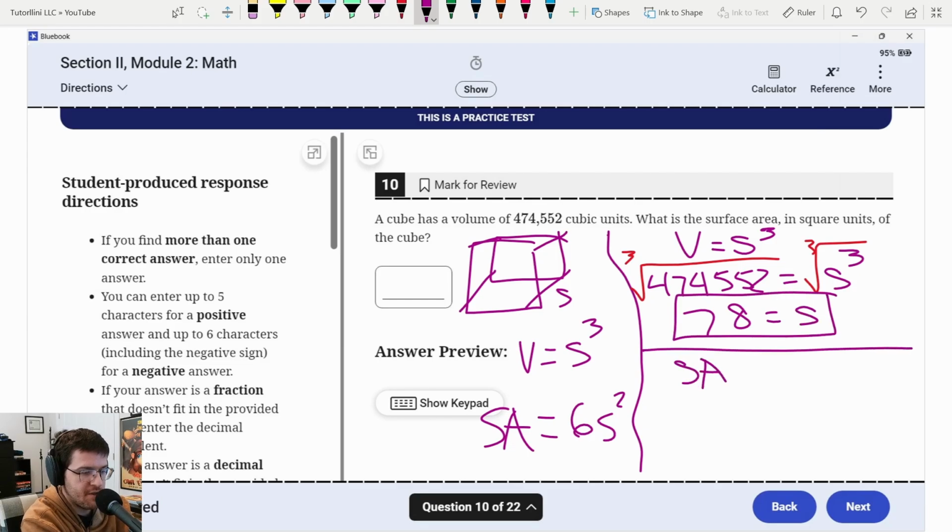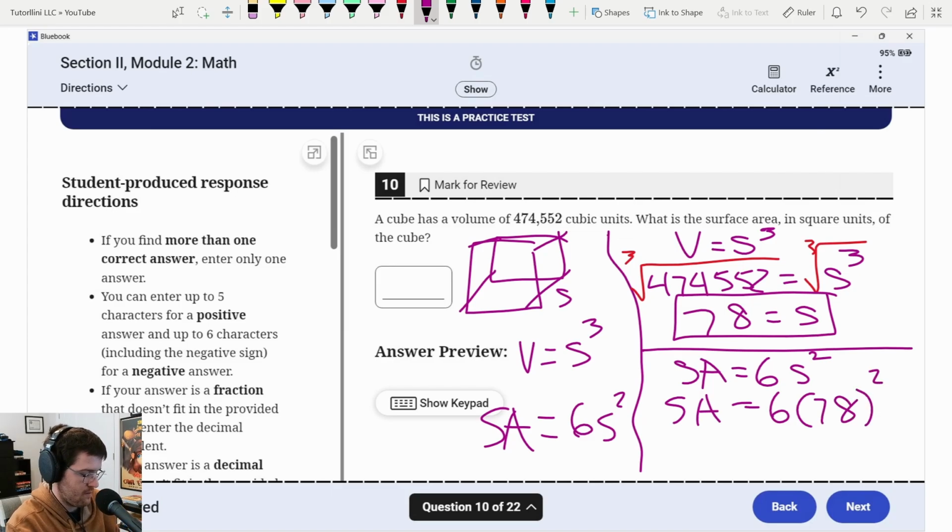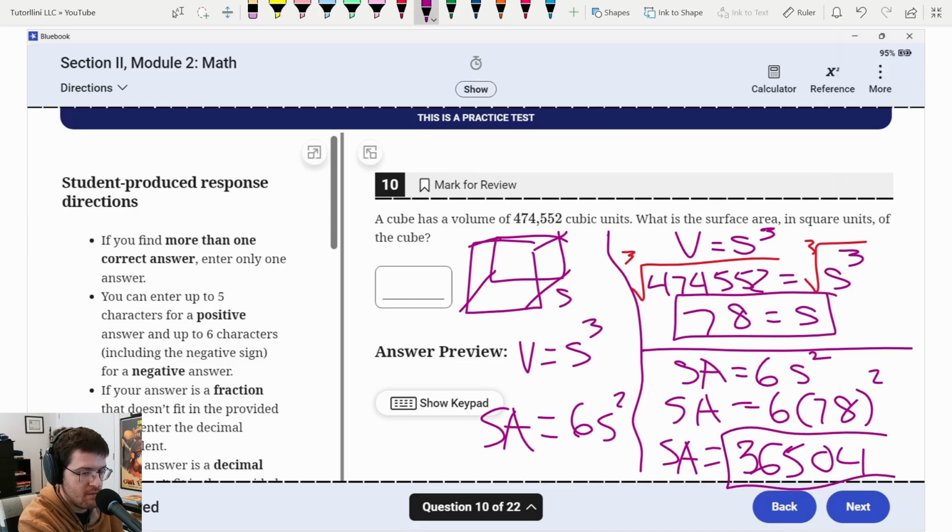So surface area equals 6S squared. So we will do surface area is equal to 6 times 78 squared. And that gives us a final answer of 36504. And that is the answer.